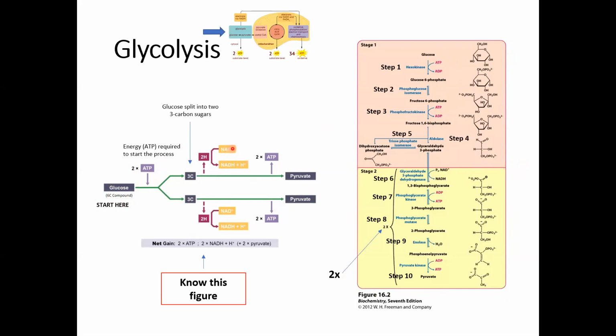NAD will be used and NADH will be generated. You will have 4 ATPs produced, but remember we need to use 2 ATPs to get this reaction going, so you really only have a net gain of 2 ATPs. Like I said, 1 NADH from here and 1 NADH from here, and 2 pyruvates, 1 from here and 1 from here.